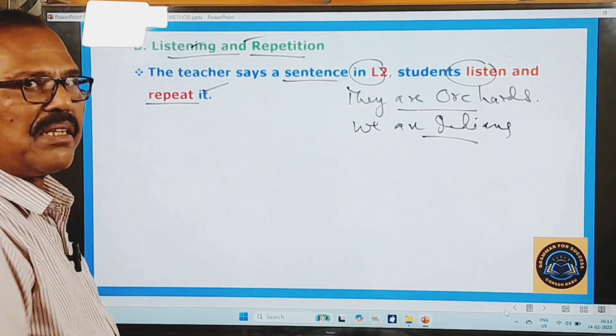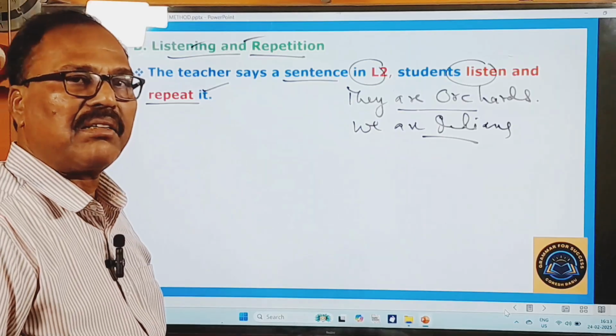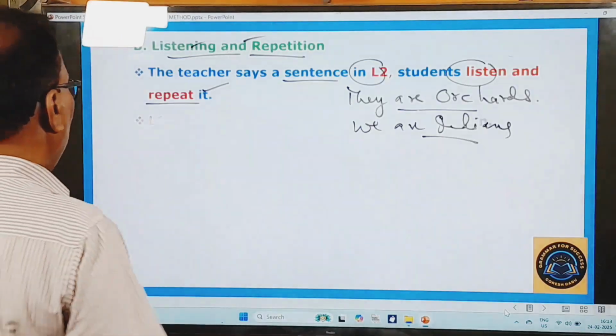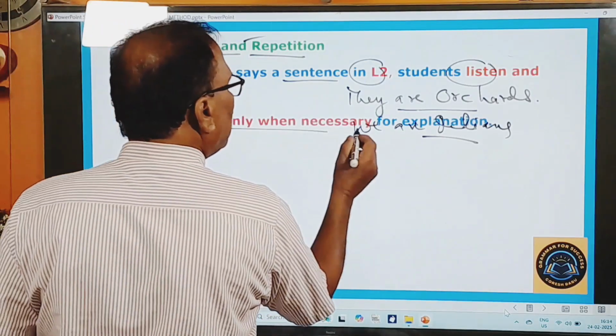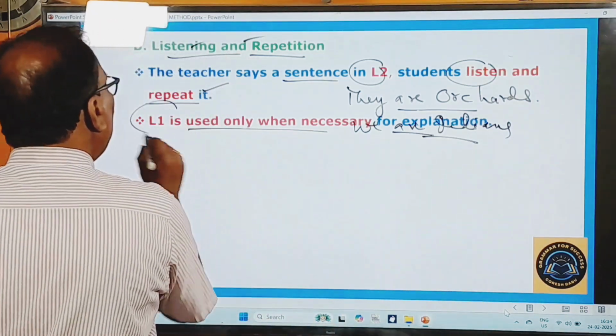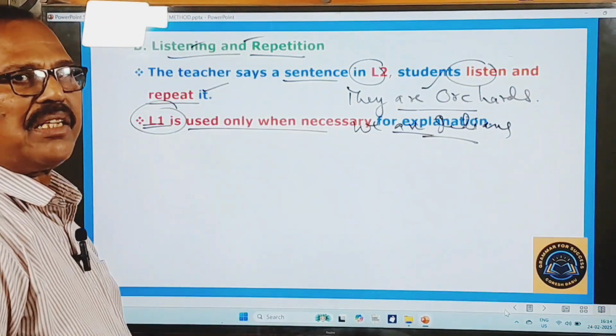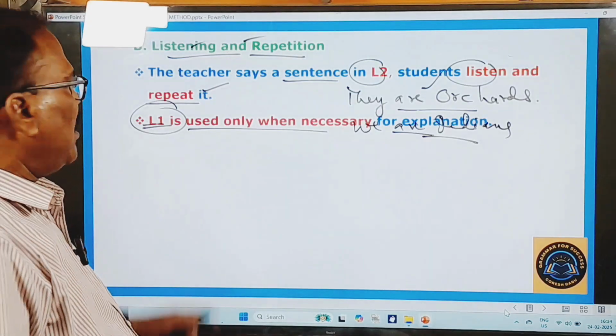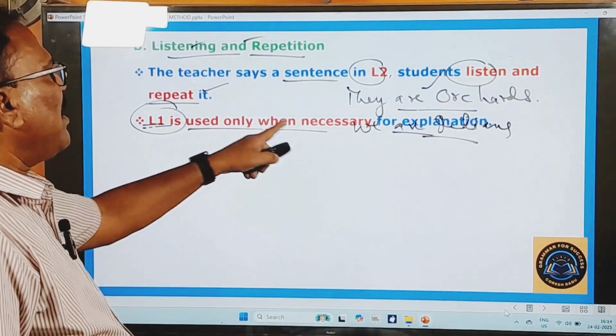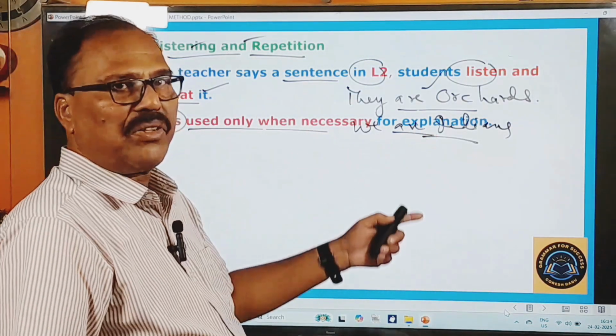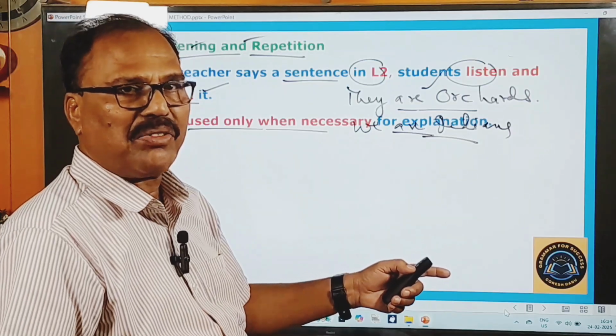This will take place in the bilingual method classroom, right? And here L1 is used only when necessary for explanation. This L1 native language is used only to understand the meaning of the L2 sentence, that is, sparingly, only whenever it is necessary. We are Indians. They can easily understand. No need of translation into Telugu.